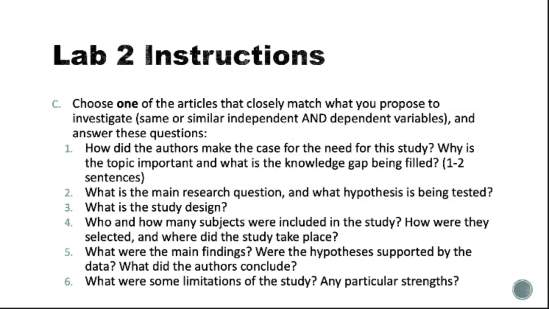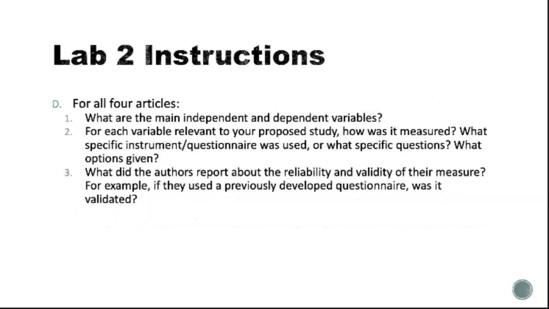Any particular strengths? And then in part D, for all 4 of the articles, you need to answer what are the main independent and dependent variables. For each variable that's relevant for your research question, you need to talk about how it was measured. So is there a specific instrument or questionnaire that was used?